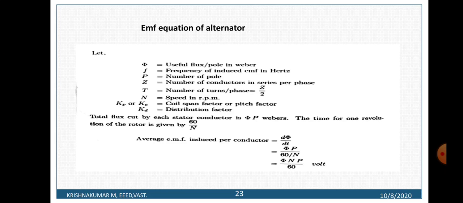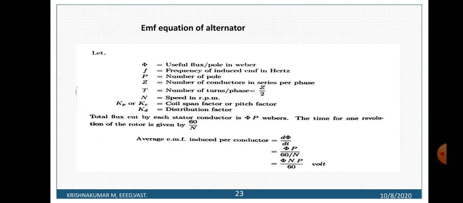The machine is rotating at N rpm means the machine makes N revolutions per minute. That means the time for N revolutions is equal to 1 minute, which is 60 seconds. So the time for one revolution is equal to 60 divided by N.